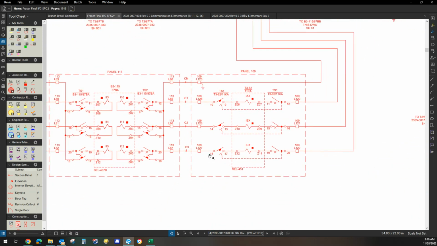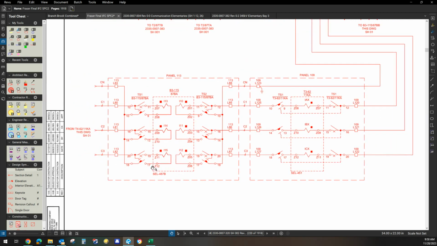The second relay, it goes back to the terminal block. From there, it goes from panel 109 to panel 113, panel terminal block 87. Then it goes to this SEL 47B, which is an SEL bus differential relay. And that's the name of the relay. And then it comes out here and it goes to another device. We have to look at this drawing.